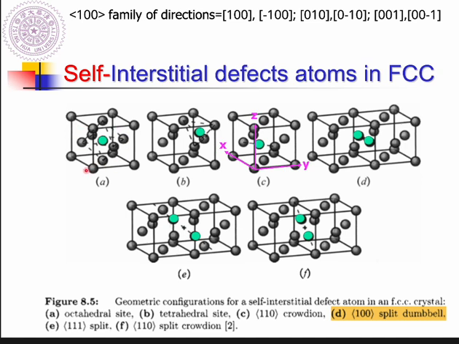The first one, A, would be the host atom located at the octahedral site. And B will be the host atom located at the tetrahedral site. This is the center of an octahedron, and this will be the center of a tetrahedron. We call these the octahedral site and the tetrahedral site. And C we call the crowdion. Actually it is in between 2 face centers.